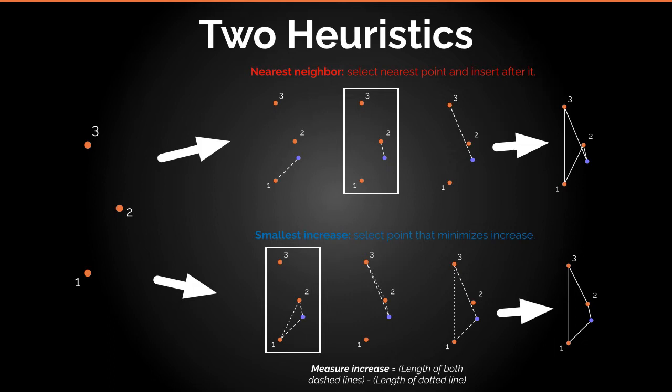Okay, so what you can see already with this example is that depending on the heuristic, the final tour that we have might be different. Okay, and so in this case, the final tour with the smallest increase is better.